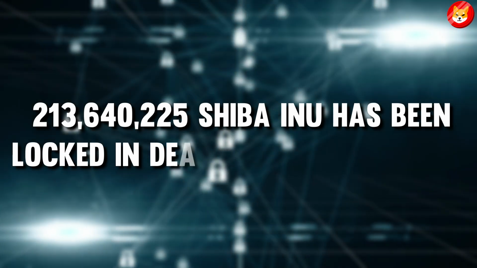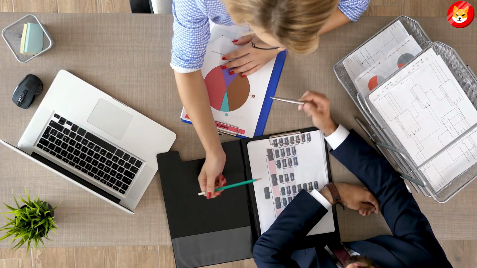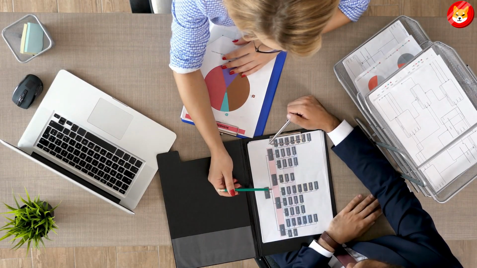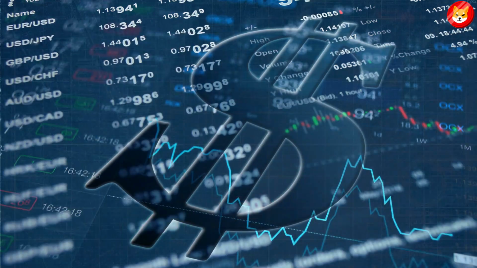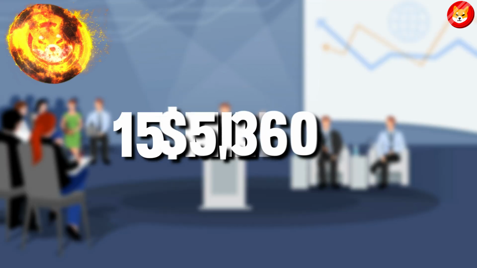213,640,225 Shiba Inu has been locked into dead wallet crypto addresses. It took the burn teams just 10 transactions to remove that amount of meme crypto. That was the equivalent of $5,360. On March 2, two SHIB burn businesses destroyed 15 million coins each.